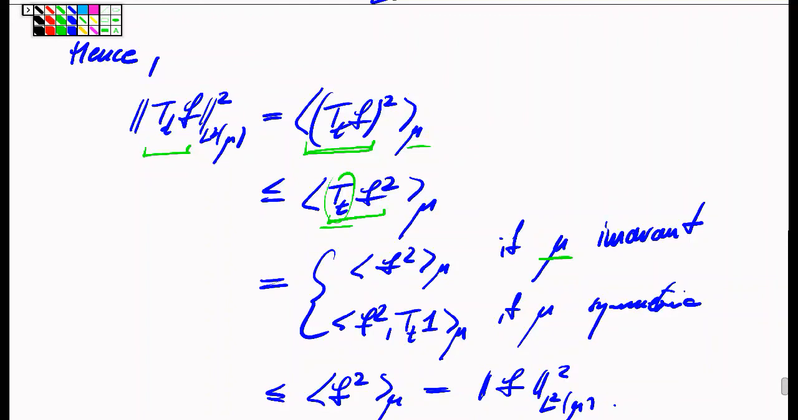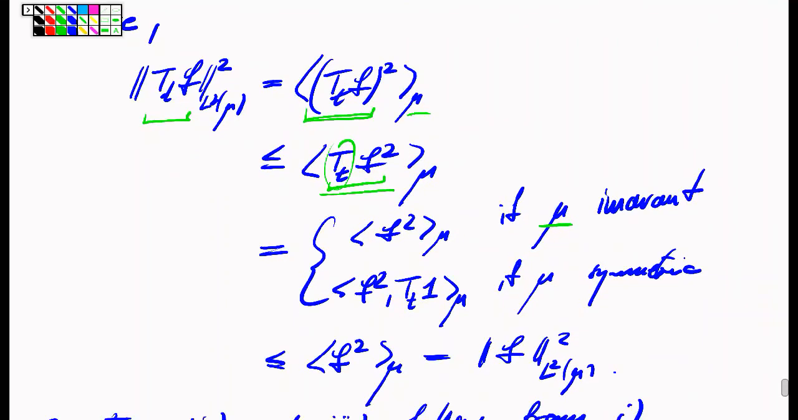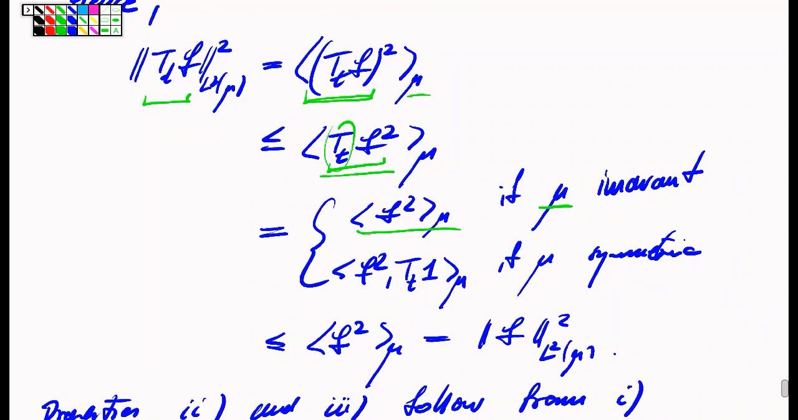So therefore this is exactly just the L2 norm of f in this weighted L2 space. Or if mu is symmetric, then I can write this as the integral of (T_t f) squared against mu. Of course, I can write this as (T_t f) squared with the inner product with the constant 1 function in the L2 inner product.